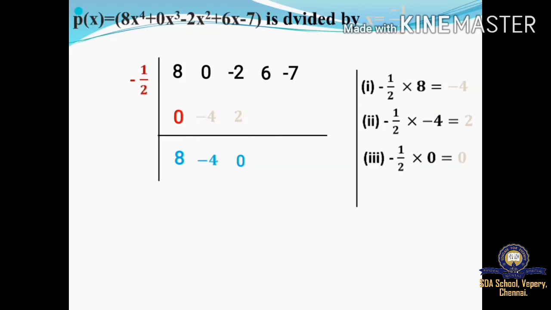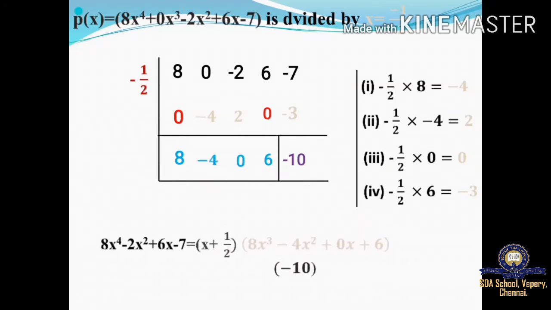Then 1 minus 1 by 2 into 0 will give me 0, right? Then 6 plus 0 will give me 6. Then minus 1 by 2 into 6 will give me minus 3. Got it? Then I'll get the remainder as minus 10. Got it, students? My remainder is minus 10.